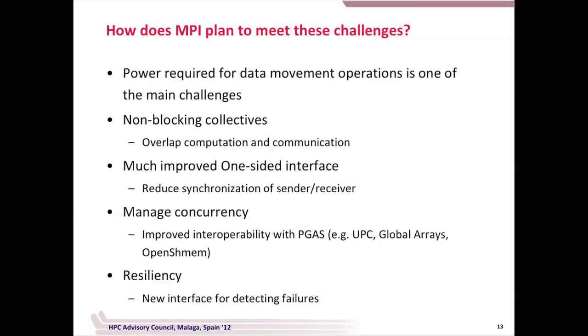And finally, there is resiliency. How do you detect failures? How do you manage failures? These days with MPI, for example, if a process fails, the job totally aborts. So the question is how you can keep the job alive, and if there is some redundancy in your application, how you can try to recover. All those kinds of issues are being discussed.